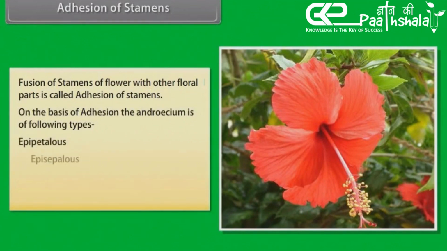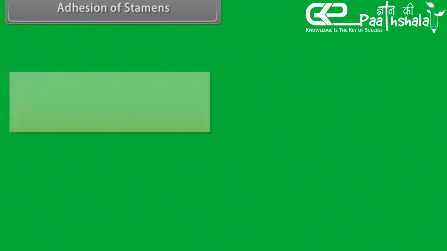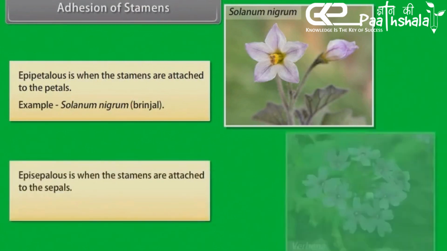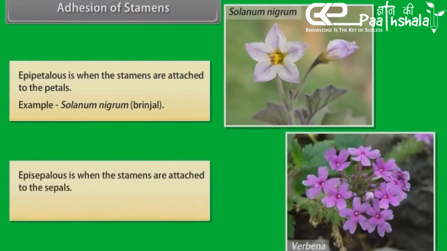On the basis of adhesion, the androecium is of the following types: epipetalous, episepalous, epiphyllous, gynandrous. Epipetalous is when the stamens are attached to the petals. Example: Solanum nigrum, brinjal. Episepalous is when the stamens are attached to the sepals. Example: Verbena.